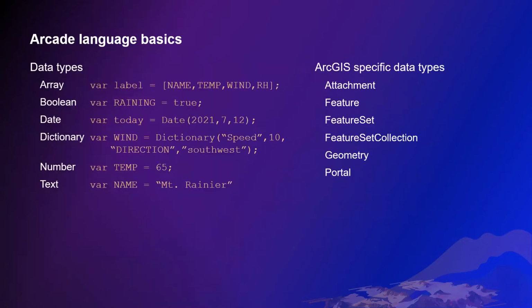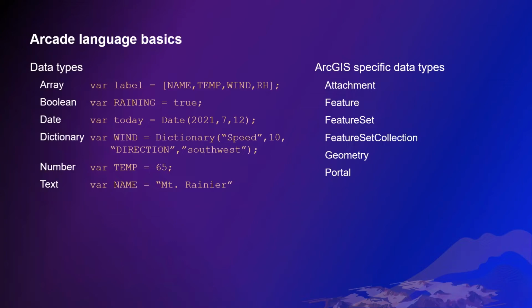So to understand Arcade, it functions pretty much the same as any other Python or R or any other coding language. We have arrays, we have Booleans, we have access to dates and dictionaries, and then numbers and text. But within ArcGIS, we can go beyond that. Arcade also understands attachments and feature sets. We'll be building some feature sets in the data expression with Ryan in the future. So it's exciting to see that you can build feature sets.